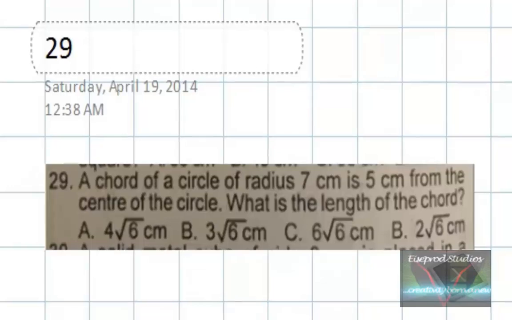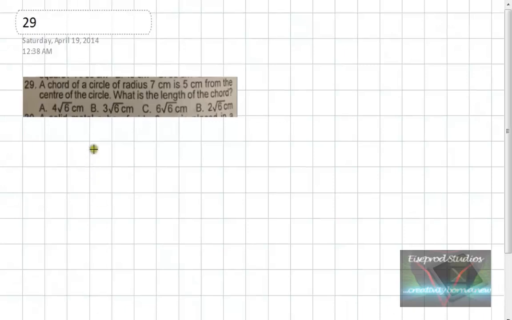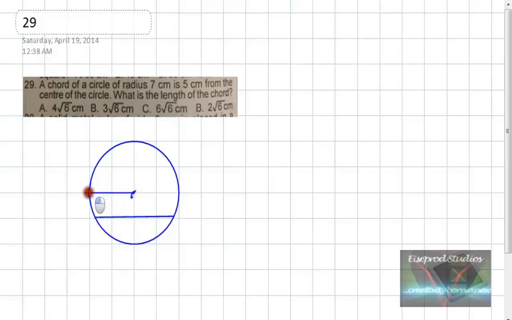Question 29 says, a chord of a circle of radius 7 centimeters is 5 centimeters from the center of the circle. What is the length of the chord? So what's happening here is we have a circle, and it has its center, and there's a chord or a line going through the circle at some point. We'll just say it's right there. And the circle has a radius, a full radius of 7. So that means that if I go from the center to the edge of the circle, that's 7 centimeters.